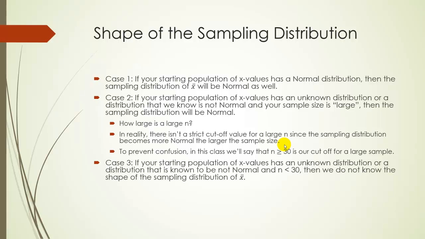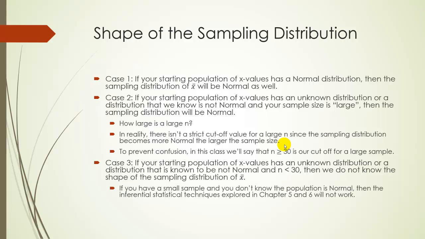All right, case 3. If your starting population of X values has some unknown distribution and we have a small sample, then unfortunately we don't really know anything about the shape of the sampling distribution of X bar. That doesn't mean that you can't do anything, but we won't be able to use the techniques from Chapter 5 and Chapter 6, our inferential statistics techniques that we're going to learn in there.